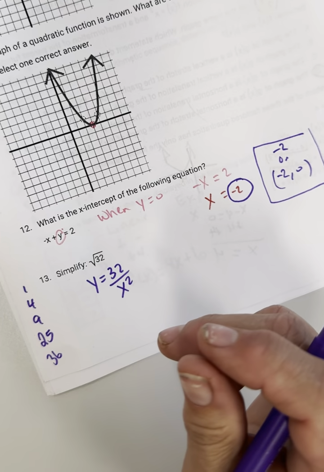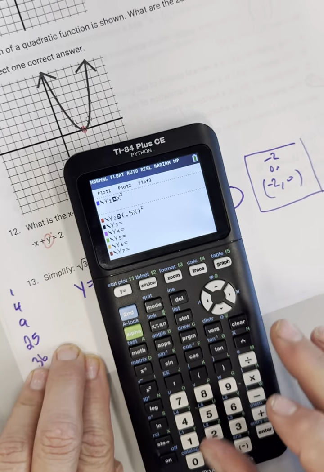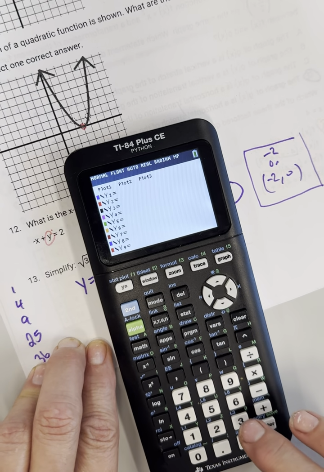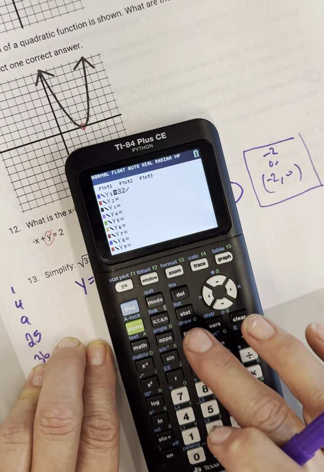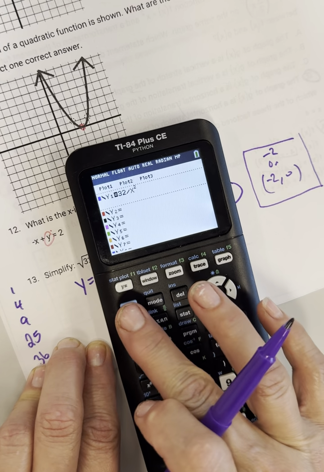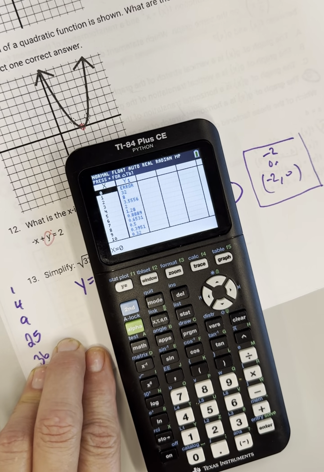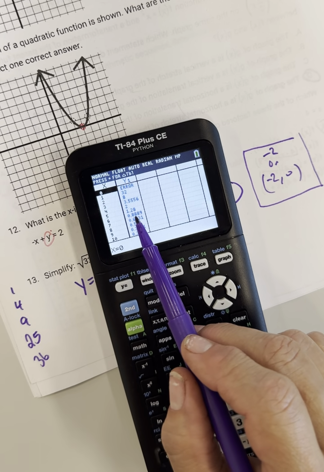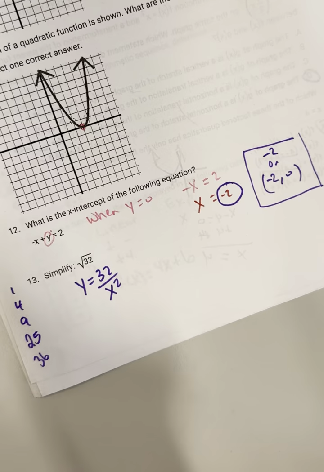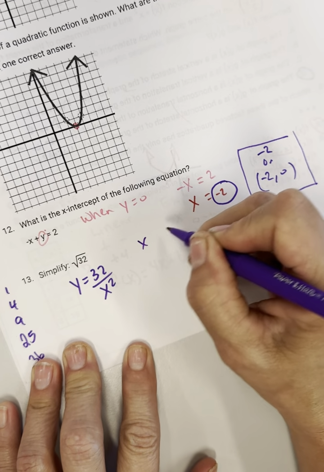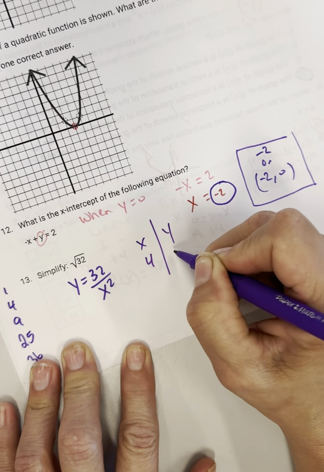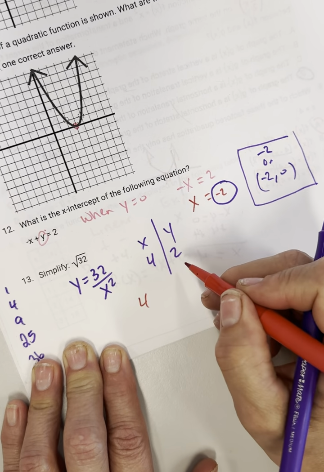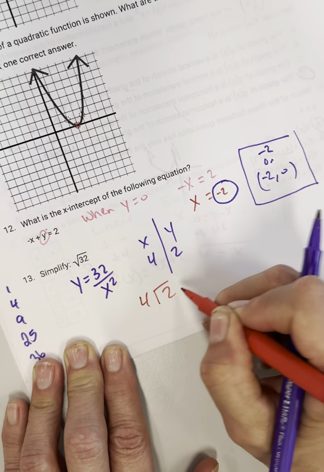So y equals, and let me clear, 32 divided by x squared. And so you're looking for whole numbers. Of course, we always have 1, so you have 4 and 2. So x and y, 4 and 2. So the outer number comes out and the inner stays in.